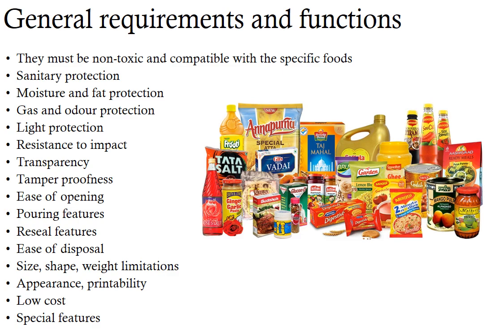Certain packets also provide transparency so that the food items become visible to the consumer and it becomes easy for purchasing. All food packages should provide tamper proofness so that any adulteration can be identified immediately. They should have ease of opening, pouring features in case of liquid items, and resealing features so that if the packet is opened once, it can again be resealed and protected from the outside environment. Packages should also be easily disposable or recycled. They should be available in different size, shape and weight.